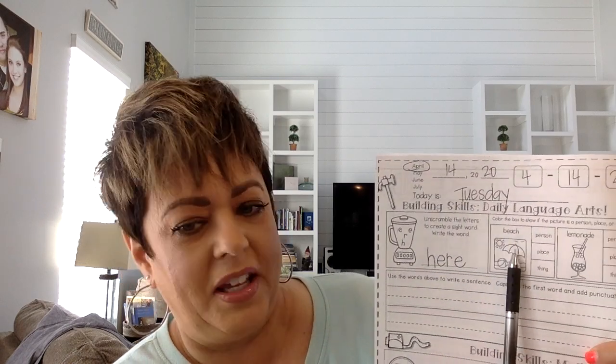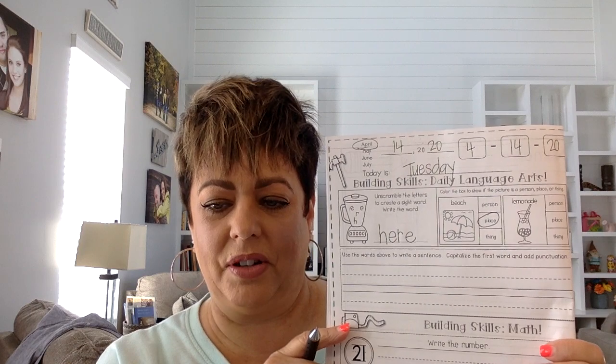The next activity says color the box to show if the picture is a person, a place, or a thing. So if we think of the beach, is the beach a person? Is it a place? Or is it a thing? The beach is some place that we would go. So Mrs. Hoffman's going to circle the word place. You can color that box if you would like. I'm going to circle it.